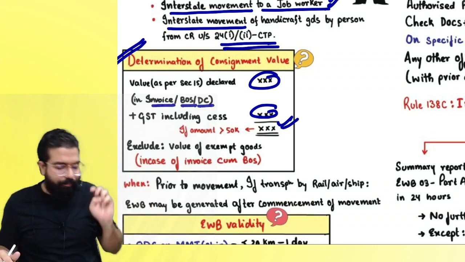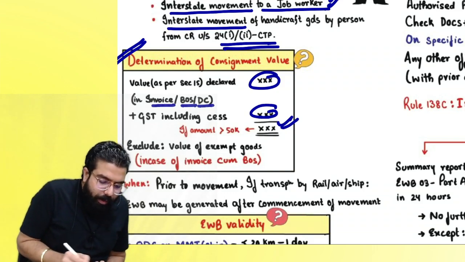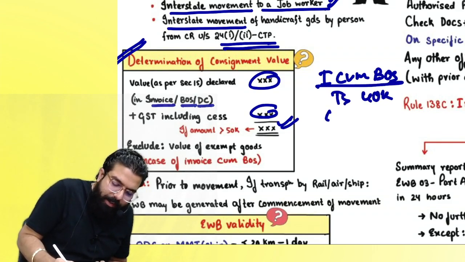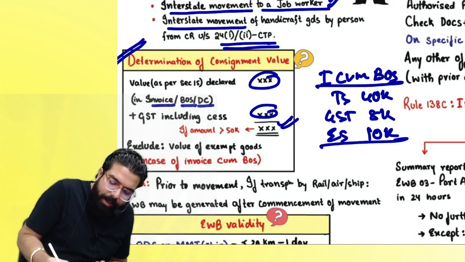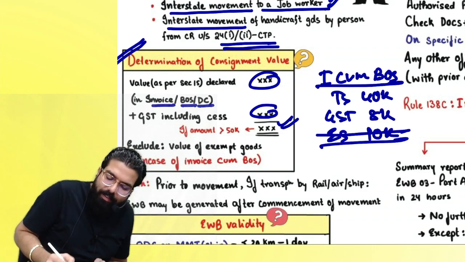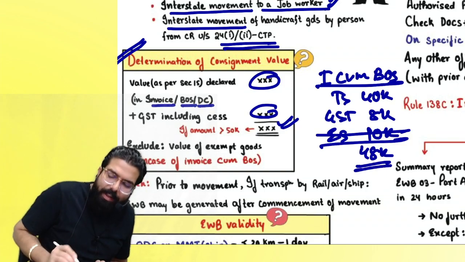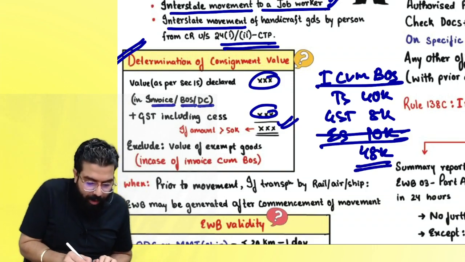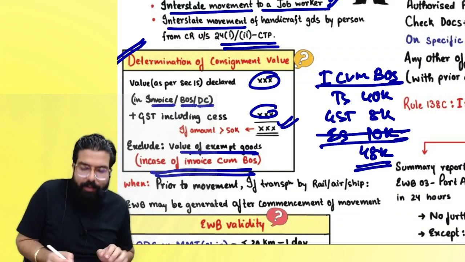Correct, everyone? Next. Sir, always remember, if it's an invoice cum bill of supply, if it is taxable supply 40,000 for an example, GST how much? 8,000 for an example, exempt supply 10,000, in consignment value always remove exempt supply. Now it is 48 and hence you will not generate an e-way bill. Always remember, in your invoice cum bill of supply, you have to remove exempt supply.